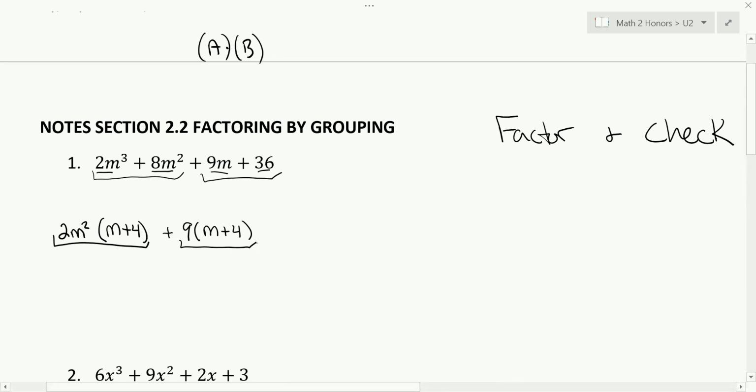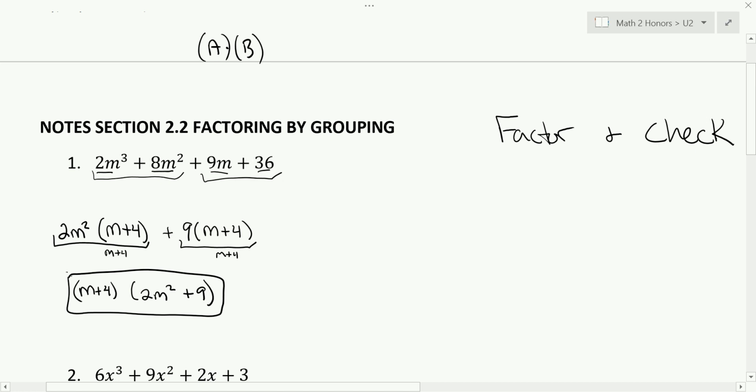And so we're going to factor that m plus 4 out. I'm going to divide each of these by the m plus 4, which gets rid of the m plus 4. And what would be left? 2m squared plus 9. And now that's factored form. That is parentheses times another set of parentheses. Okay.